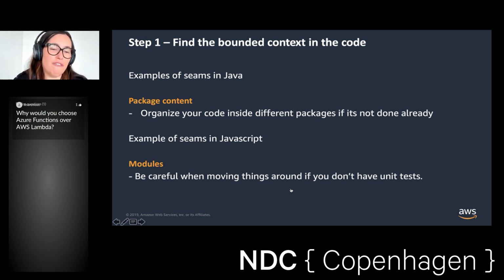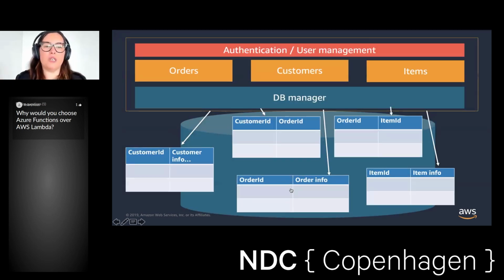So this is something to keep in mind when you're making these packages and modules, that they are small enough to be rewritten in 2 weeks. So your application will look something like this: orders, customers, items, and so on. Nothing much. Still a nice monolith.